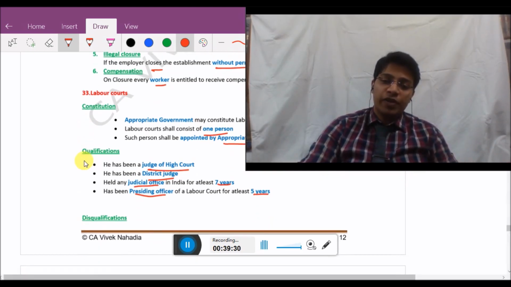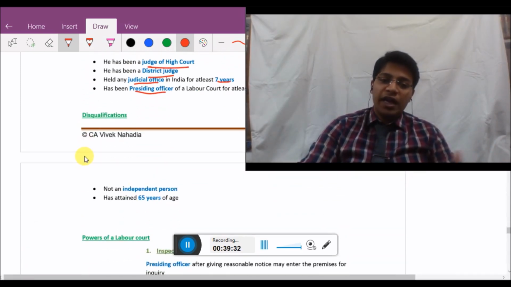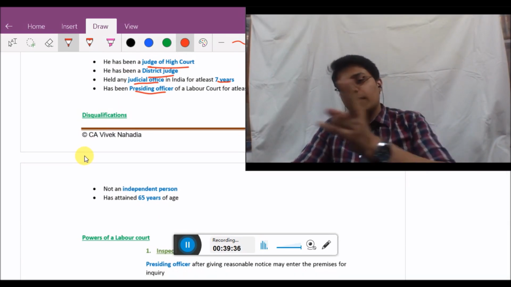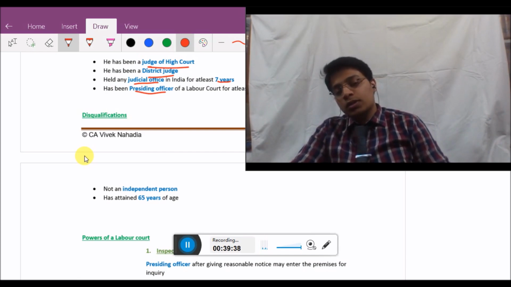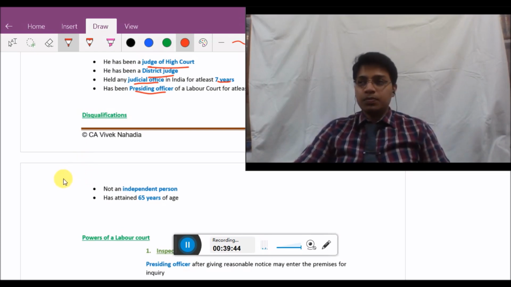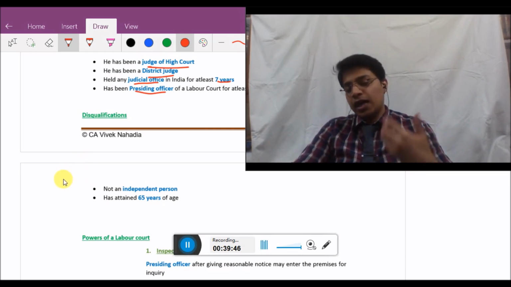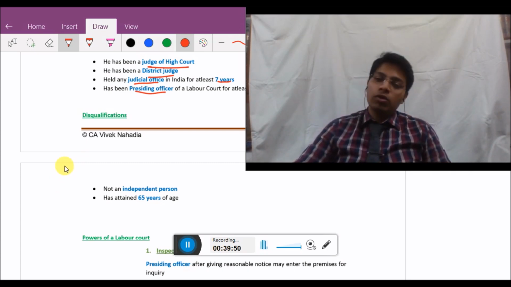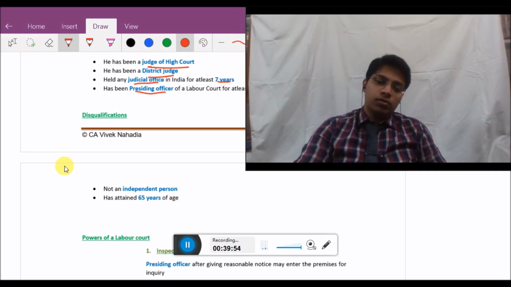What are its disqualifications? Not an independent person. If he is an independent person, then only he can go to the labor court. If he is not an independent person, then he cannot go to the labor court. He must be below 65 years of age. If he has touched the age of 65 years or above, then he cannot be given the responsibility of a labor court.